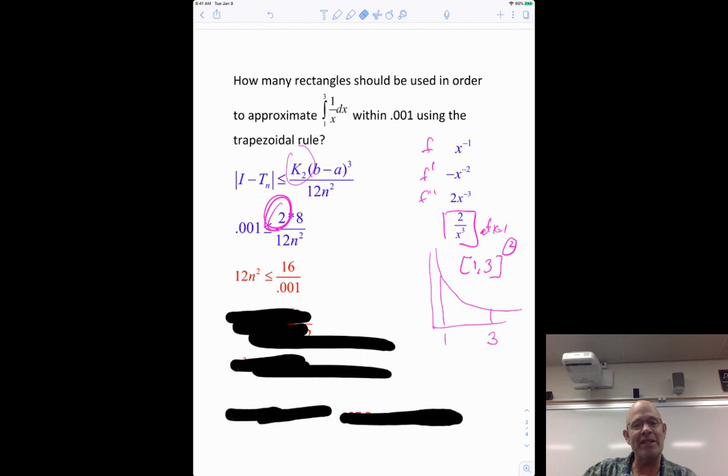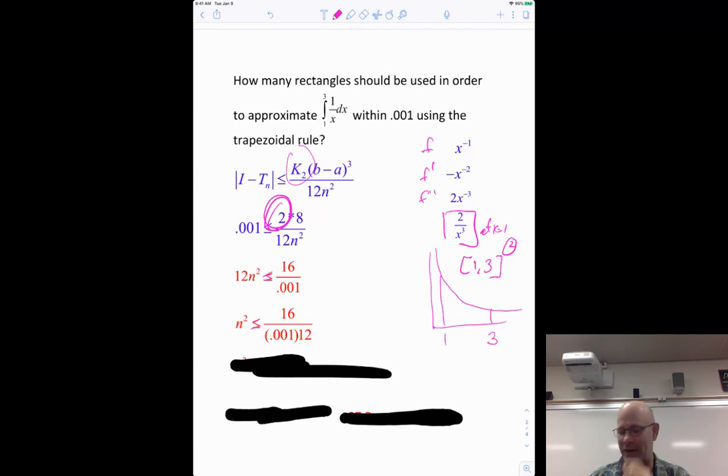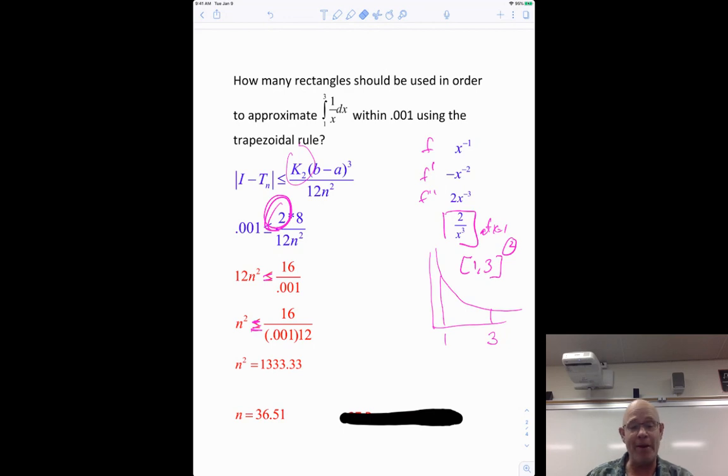12n squared equals 16 over 0.001. I just switched the 12n squared with the 0.001 just for algebraic purposes. And typically I would do this, believe it or not, just with an equal sign and then just remember afterwards. It gets a little confusing with a less than or greater than, but I wouldn't worry too much about it. So n squared equals 16 over 0.001 times 12. N squared is 1,333.33. Take the square root of that, you get 36.51.